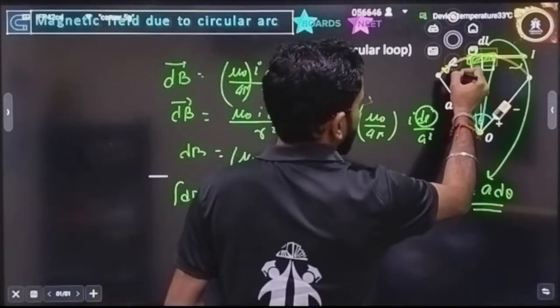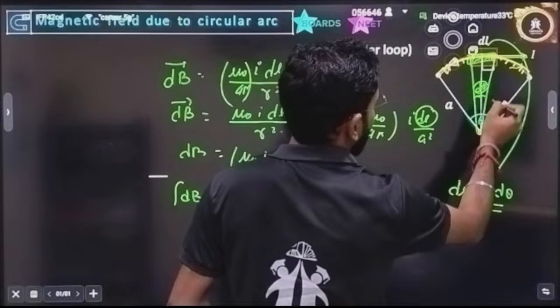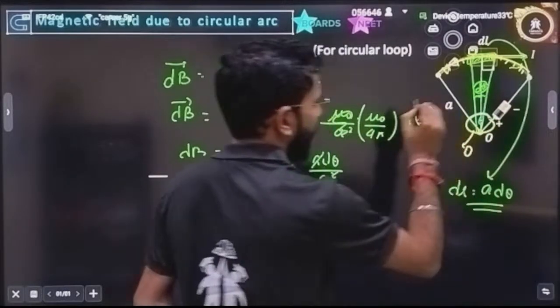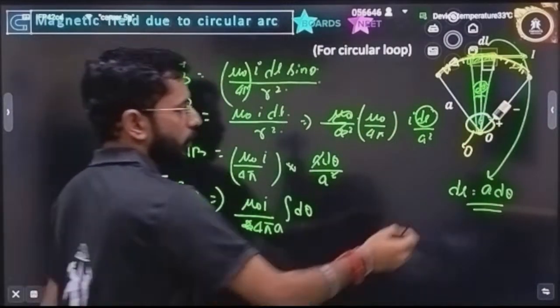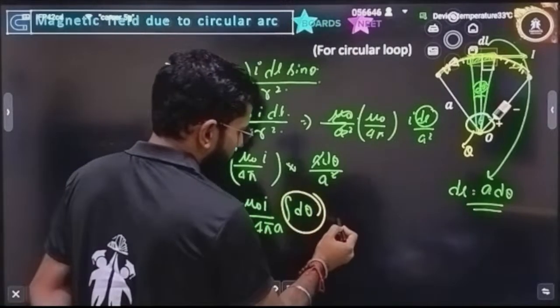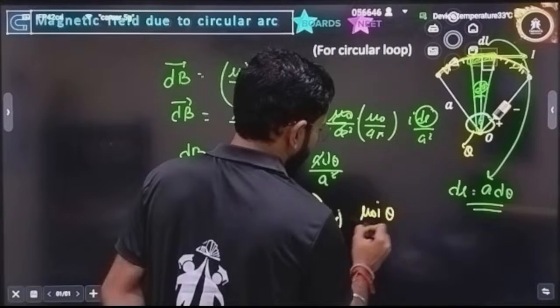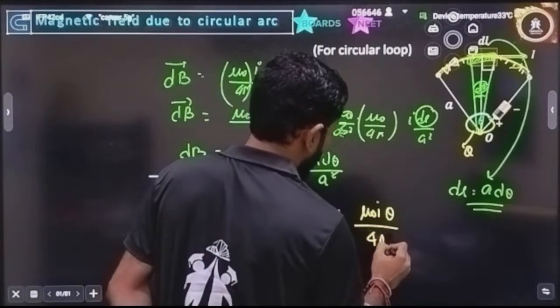Let's suppose this is d theta, d theta, d theta, d theta. Adding all these d theta will give me finally how much? Can you say adding all these d theta is going to give me theta, correct? So the integration of all these d theta is going to give me theta. So we write mu naught I into theta divided by 4 pi a.